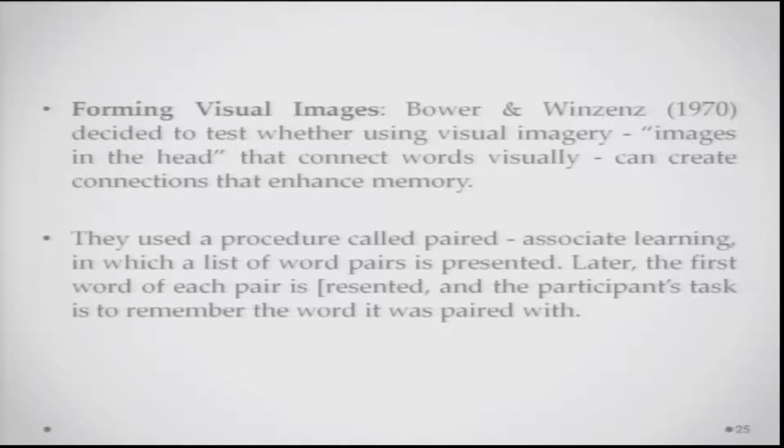Another way of encoding could be by forming visual images. Bower and Winzenz in 1970 decided to test whether visual imagery, that is images in the head that connect words visually, can create connections that enhance memory. They used a procedure called paired associate learning, in which a list of word pairs is presented. Later, the first word of each pair is presented, and the participant's task is to remember the word it was paired with. So the test phase is, I present one of the pair and you have to tell me the second of the pair. Obviously, in the first part I have asked you to learn the pairs as well.